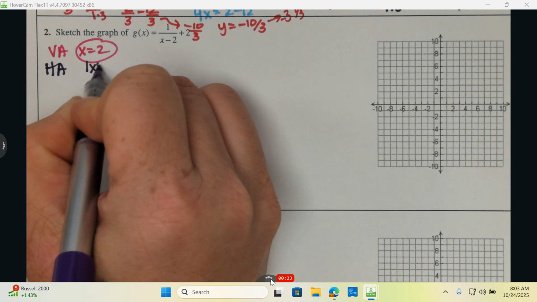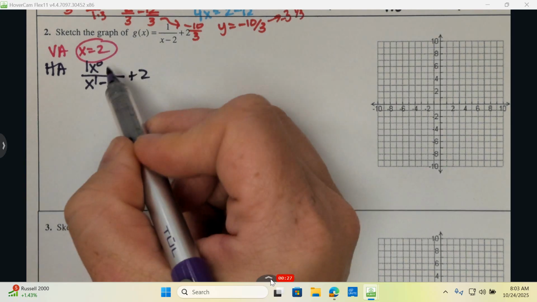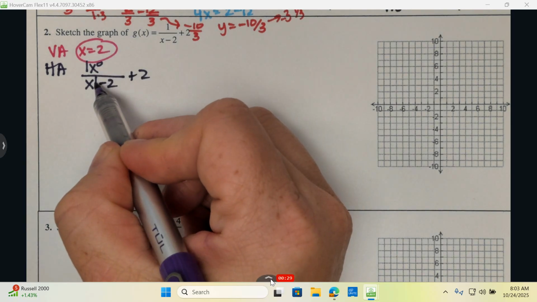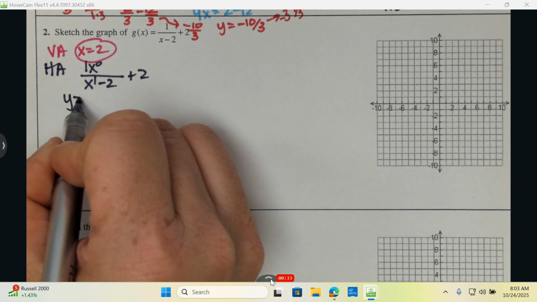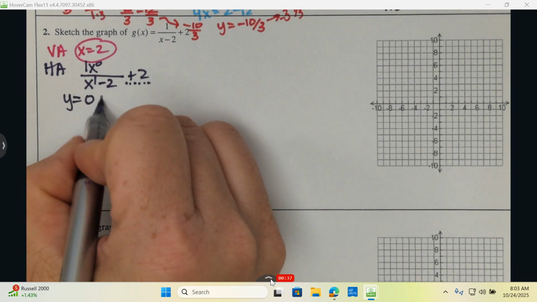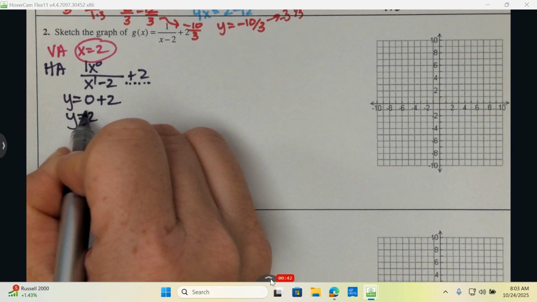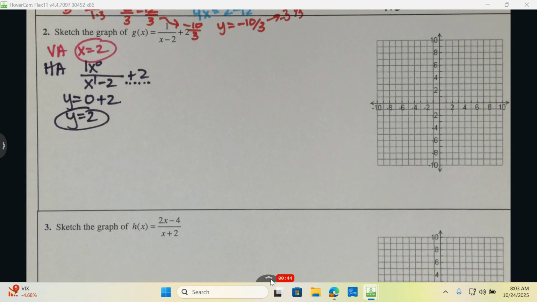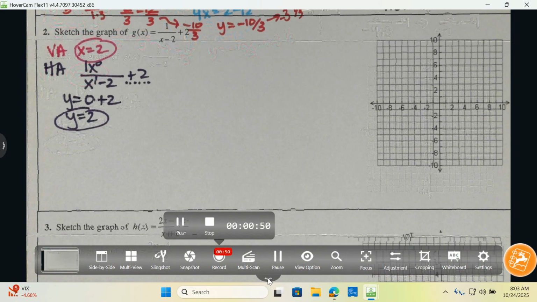Now for the horizontal asymptote, I recognize that we have x to the 0, so for the horizontal asymptote, I have 1x to the 0 over x to the first minus 2 plus 2. Notice the degree in the numerator is less than the degree in the denominator. When that occurs, we will have a horizontal asymptote of y equals 0, except this vertical shift of plus 2. So I'm going to add 2 to that, and we end up with y equals 2. All right, let me keep moving on here.